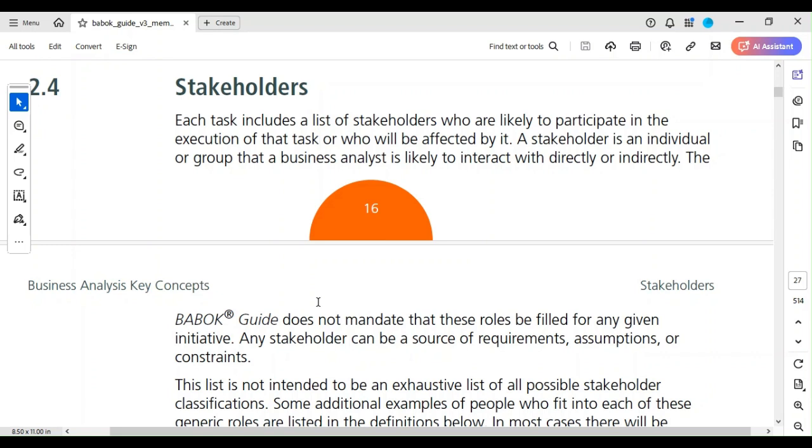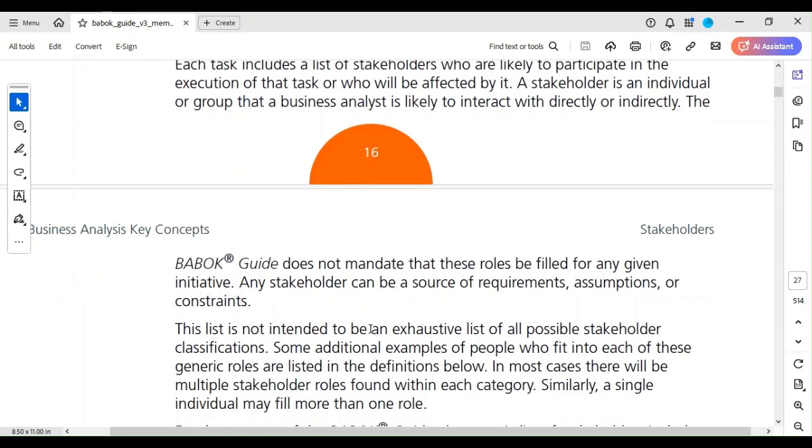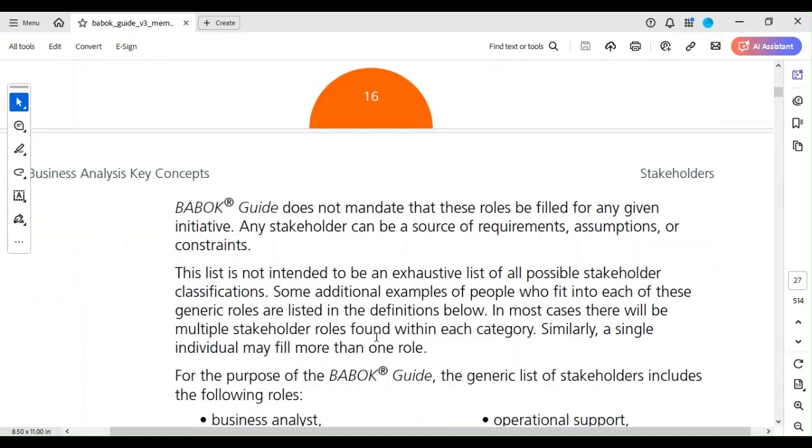A stakeholder is an individual or group that a business analyst is likely to interact with directly or indirectly. So you interact with your stakeholders directly or indirectly. And remember, your stakeholders can be spread across the geographic system. The BABOK guide does not mandate that these roles be filled for any given initiative.